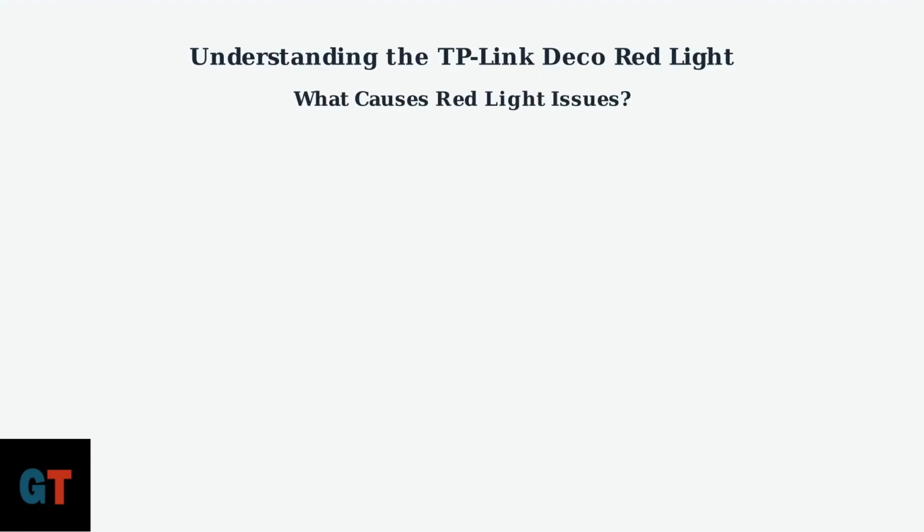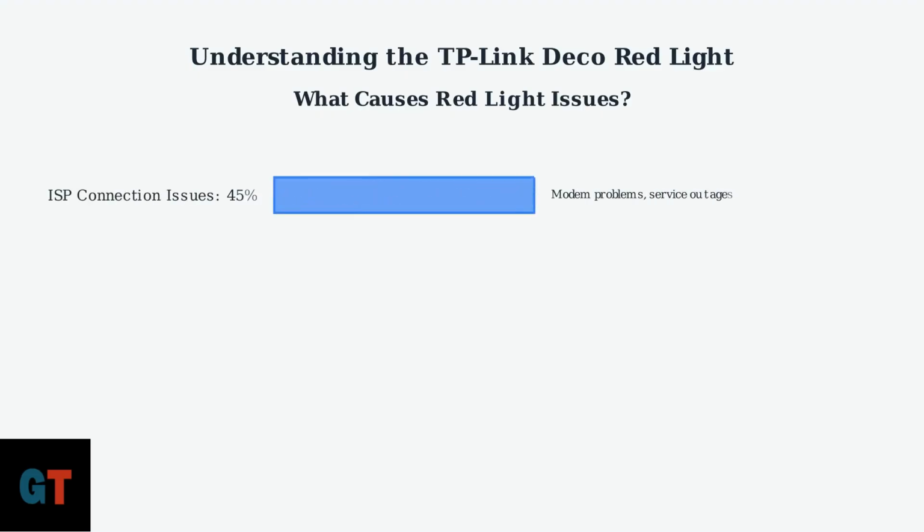Recent data shows us exactly what causes these red light issues. Let me break down the statistics for you. The biggest culprit is ISP connection issues, accounting for 45% of all red light problems. This includes things like modem connectivity problems and service outages.